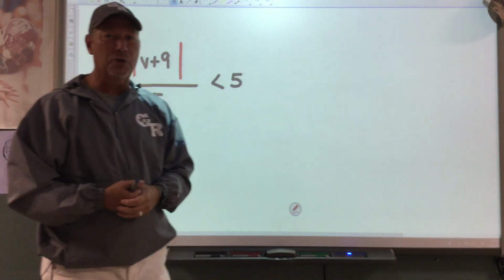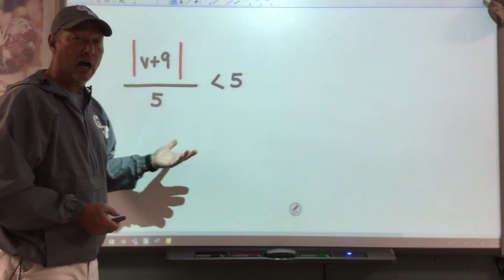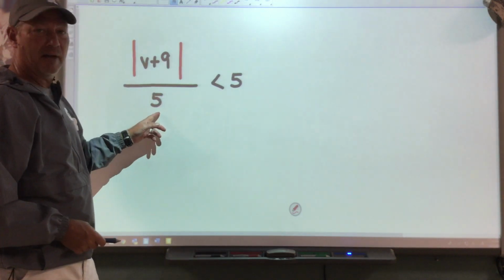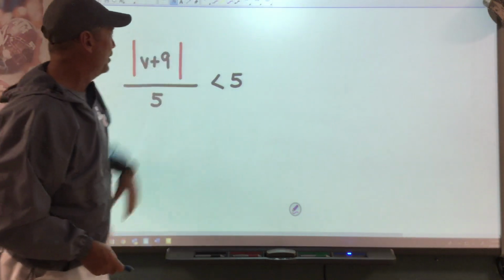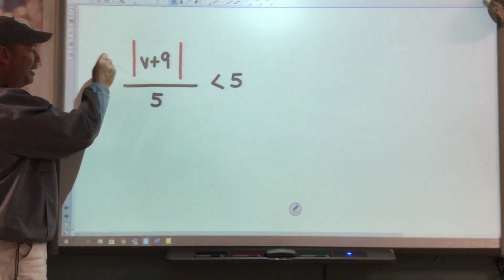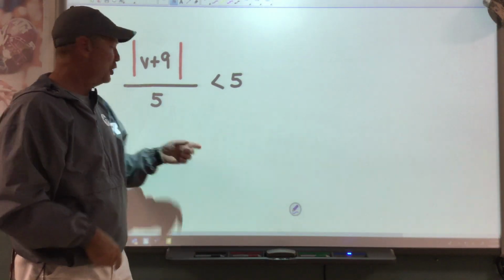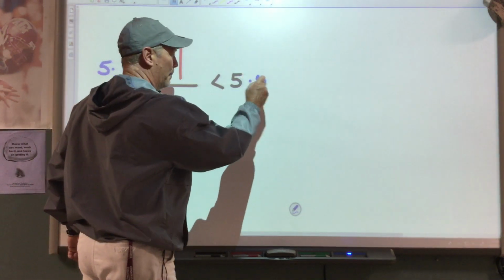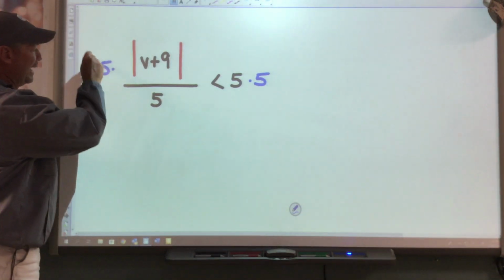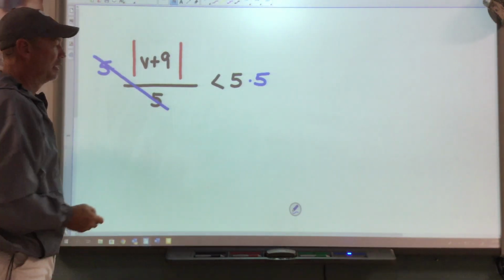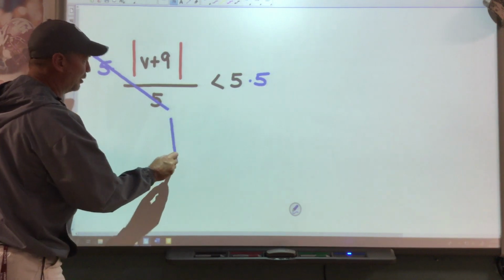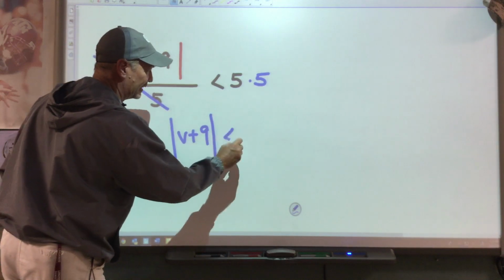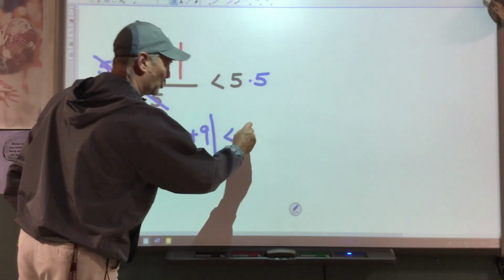Is my absolute value by itself? Obviously not, because I have a 5 underneath. So how do we get rid of the 5 underneath? I'm going to multiply times 5, right? To undo division, we're going to do the opposite, multiplication. So we're going to multiply over here also. These 5s are going to cancel. That's the whole reason. That leaves me with the absolute value of v plus 9 is less than 5 times 5, which is 25.